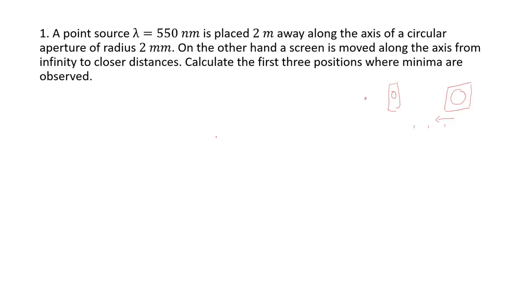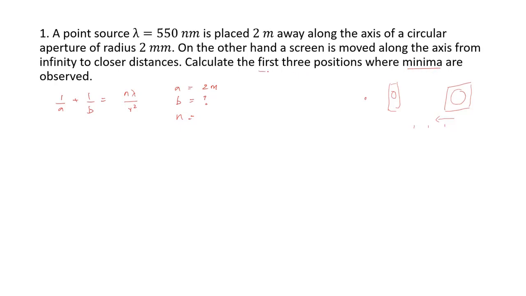So we already have an equation, that is 1 by A plus 1 by B is equal to n lambda by r squared. Here A is the distance of source to the aperture and it is given as 2 meter. B is what we have to find, and n. We need to find the minima. So minima are observed when n is even.